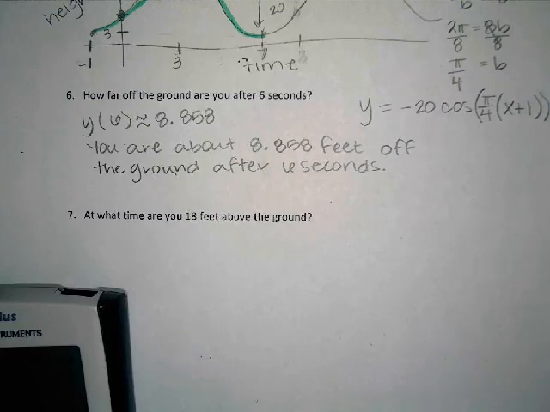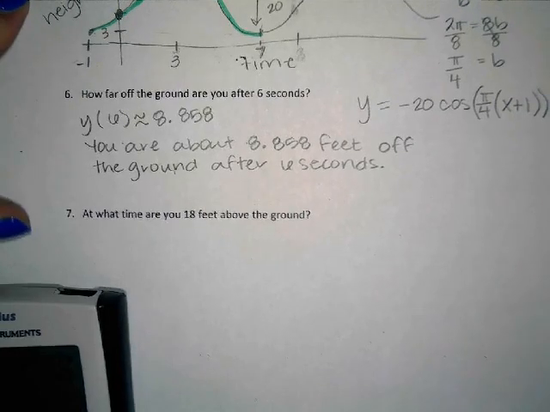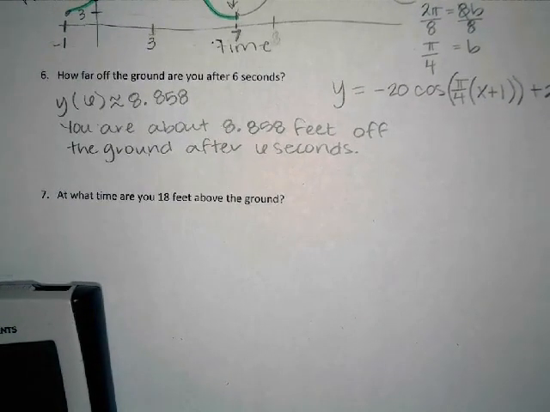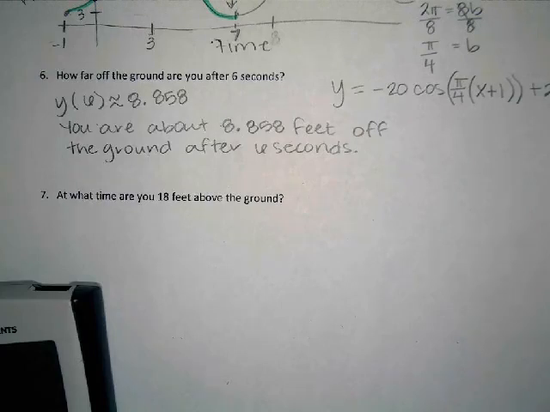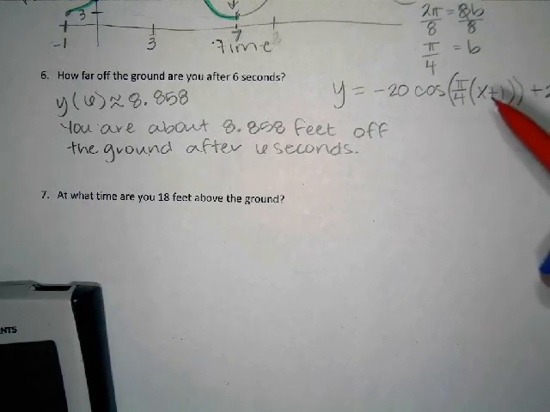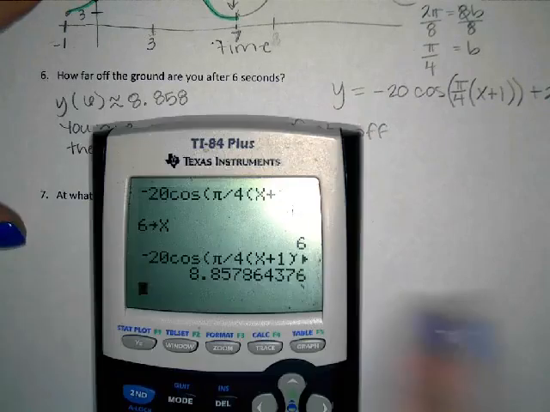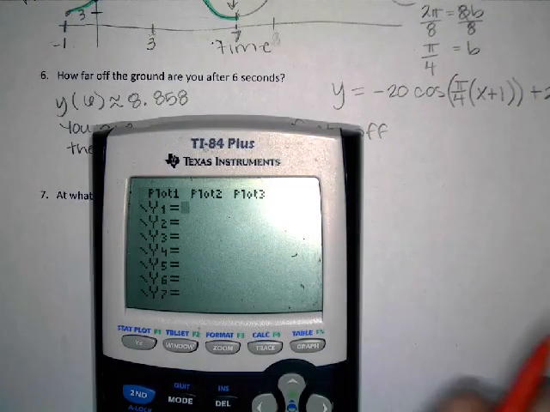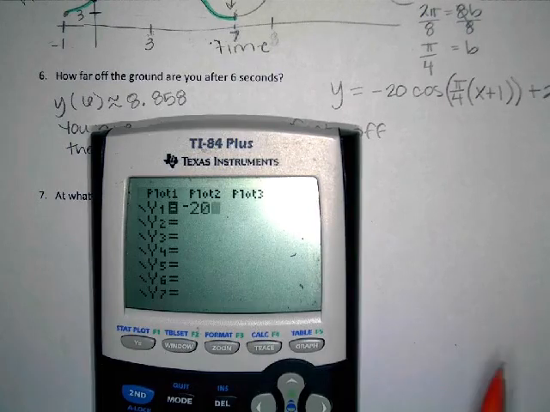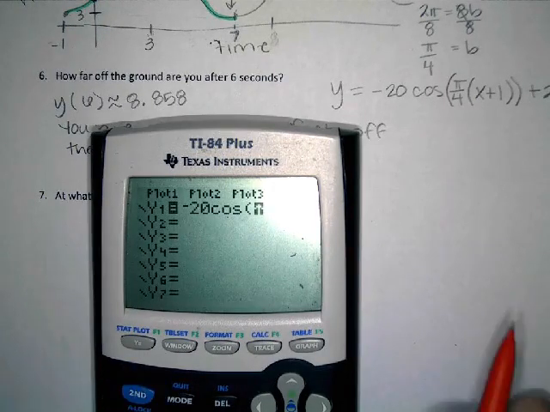All right, the next one says, at what time are you 18 feet above the ground? So can we just plug in 18 for the x? No. What do we have to do? We can graph it. So 18 goes in for which coordinate? The y coordinate. So for this one, if I want to use my calculator, I'm going to have to graph it. So I'm going to type in negative 20 cos pi fourths x plus 1, plus 23.